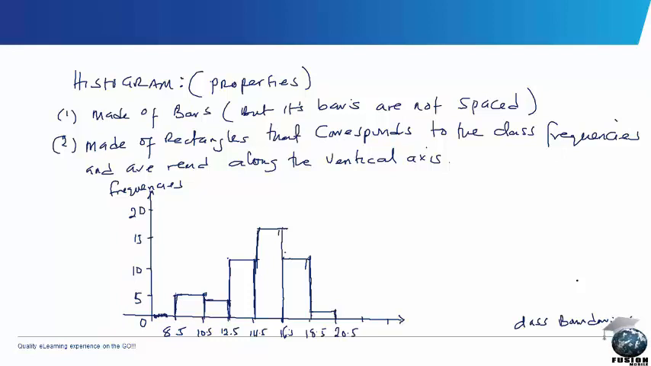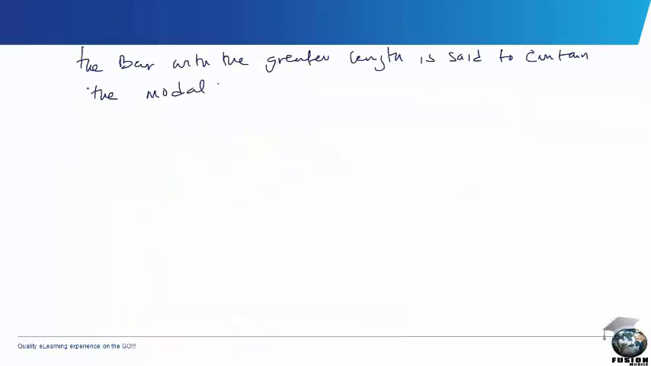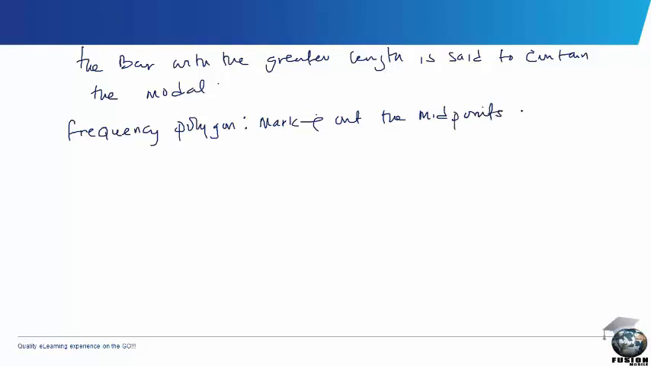The histogram leads to the frequency polygon. The frequency polygon is obtained by joining the midpoints of the bars. Okay, by marking out the midpoints of the bars and joining them with lines. So when we mark out the midpoints of the bars, we join the lines.